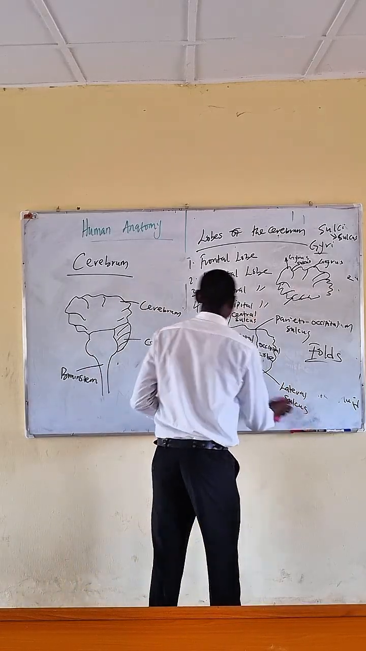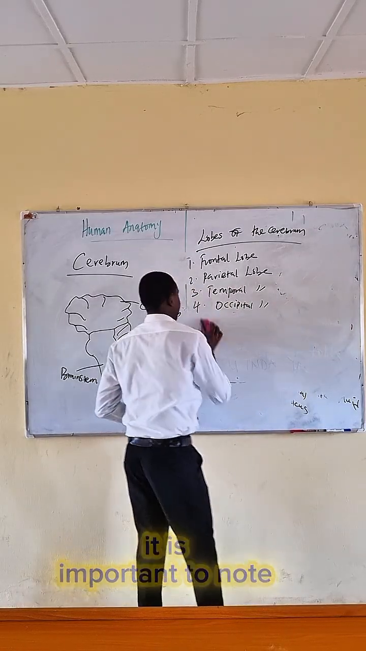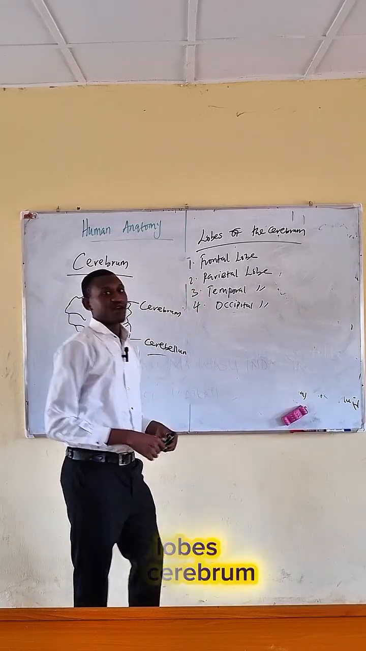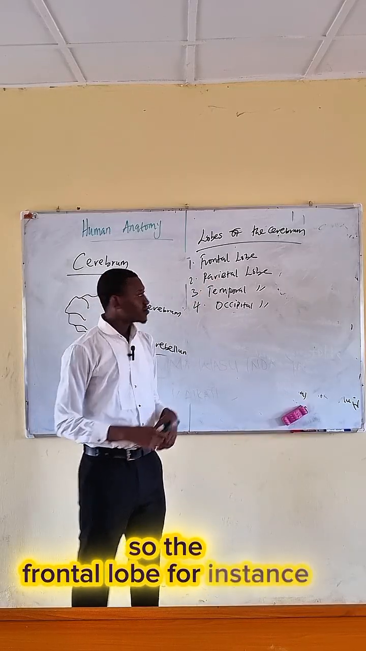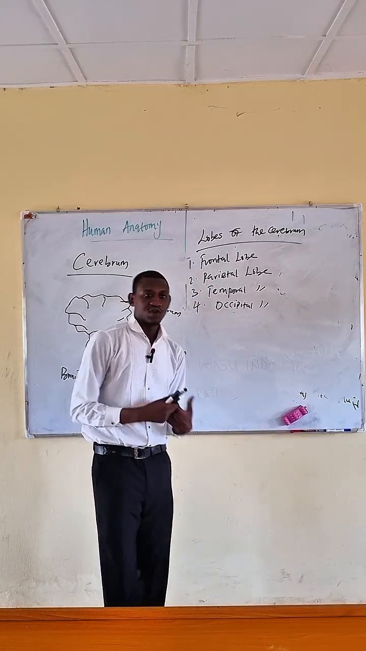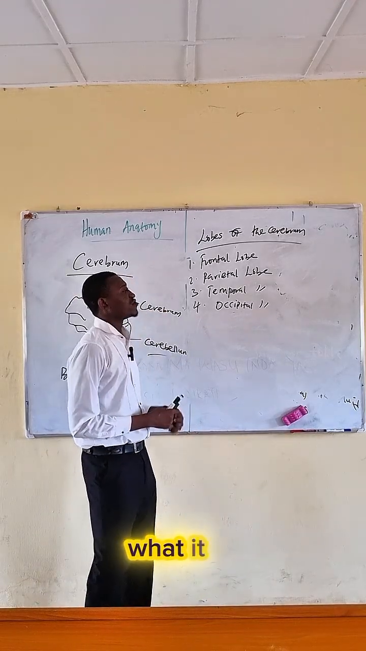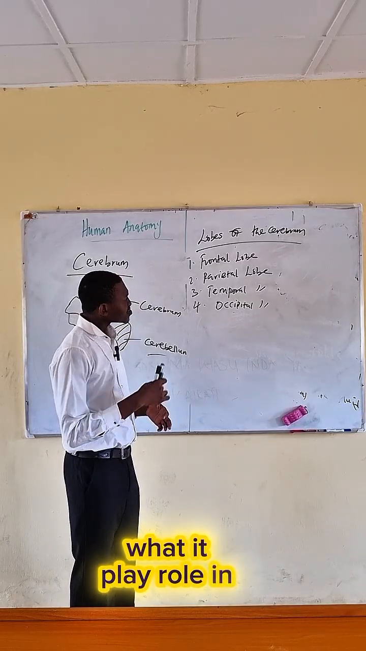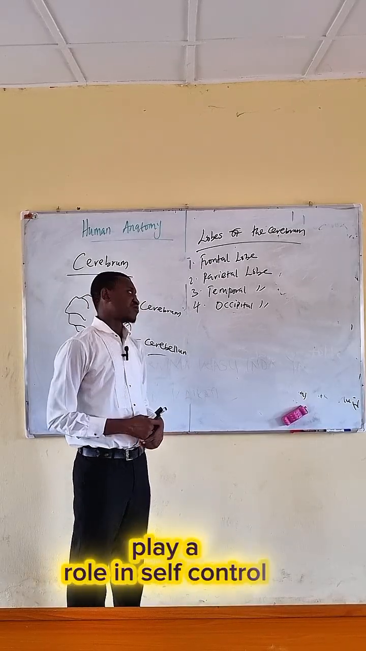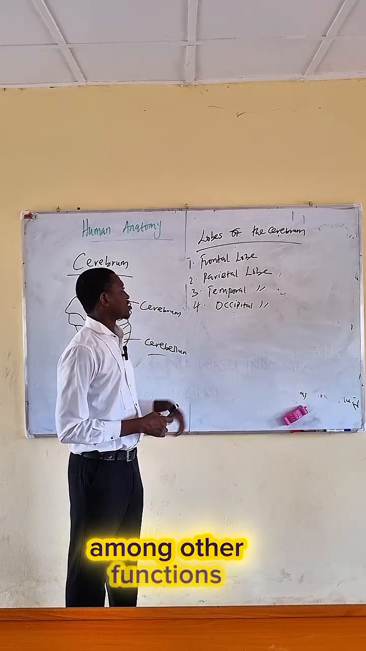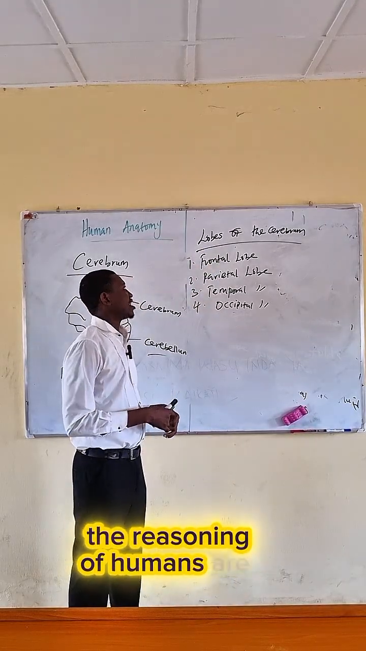It is important to note that the lobes of the cerebrum carry out different functions. The frontal lobe, for instance, is responsible for motor control. It's responsible for decision making. It also plays a role in judgment, our ability to judge. It plays a role in self-control, among other functions. It even plays a role in our reasoning. The reasoning of humans is dependent on the frontal lobe.